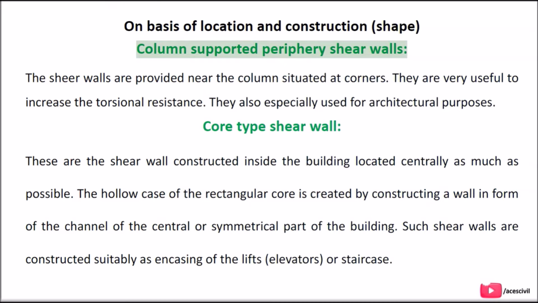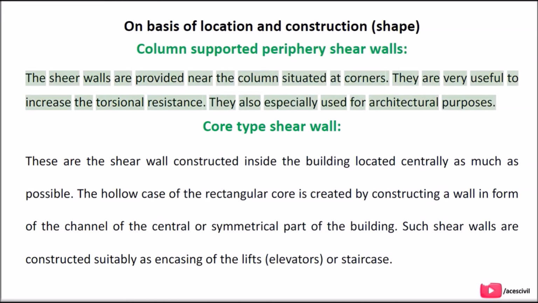Column-supported periphery shear walls. The shear walls are provided near the columns situated at corners. They are very useful to increase the torsional resistance. They are also especially used for architectural purposes.